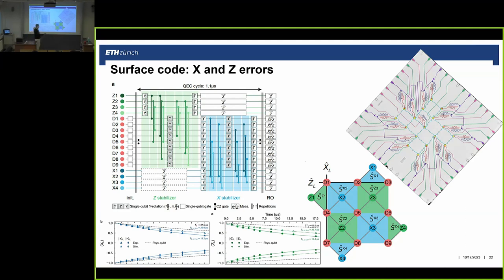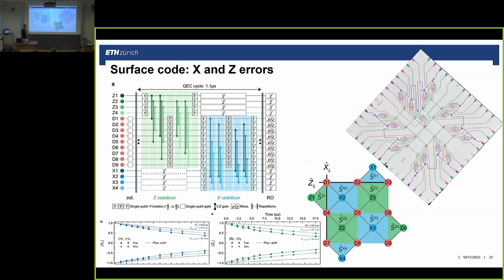It has 17 qubits, and it is an error correction code. So you see that there are Z-type parity checks, X-type parity checks, and this is kind of one logical bit. So this is this huge circuit that checks for X-type errors and Z-type errors. These are Z-type errors. This is the X-type error checking part.